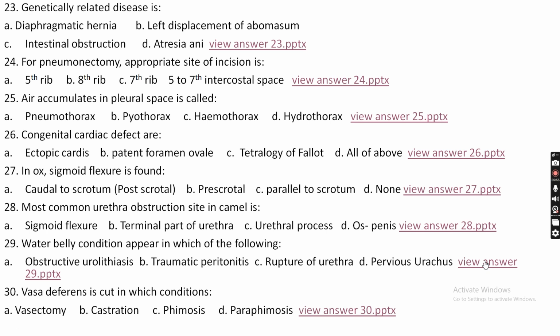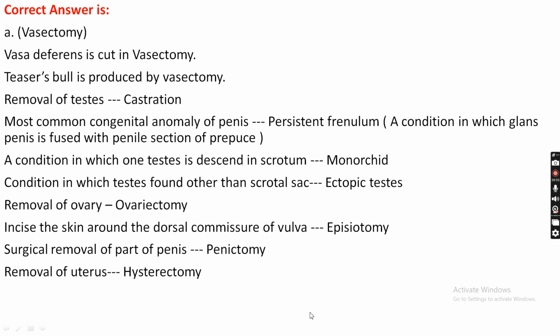Question number 30. Vas deferens is cut in which condition? Option A, vasectomy. Option B, castration. Option C, phimosis. Or option D, paraphimosis. The right answer is option A, vasectomy. The vas deferens is cut in case of vasectomy. Teaser bulls are the bulls used to detect animals in heat, and they are produced by means of vasectomy.